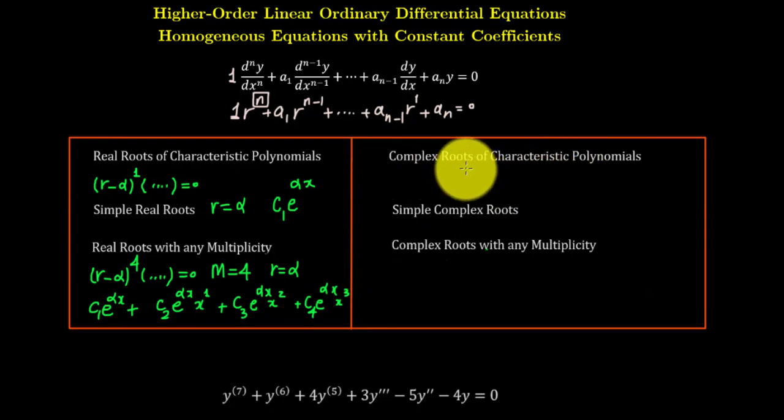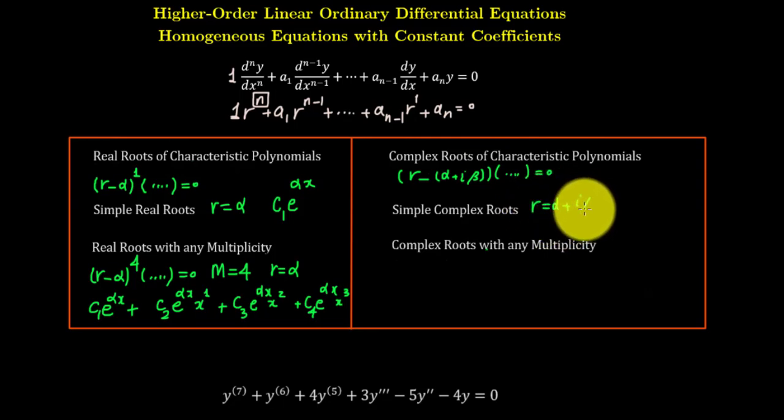For the complex root, meaning you have a term like r minus (alpha plus i beta) times other terms equal to 0, this is called a simple complex root because the power of this term is equal to 1. So r equals alpha plus i beta is the solution. We know from basic algebra that for a polynomial, if alpha plus i beta is a solution, the conjugate, alpha minus i beta, is also a solution. I'm not going to prove it here, but that is from basic algebra.